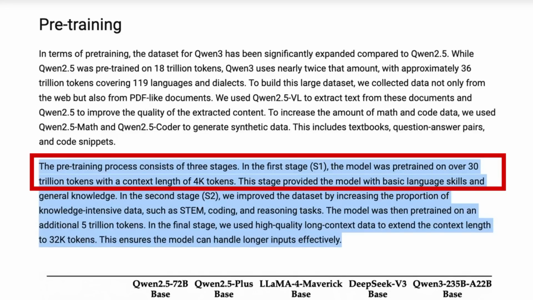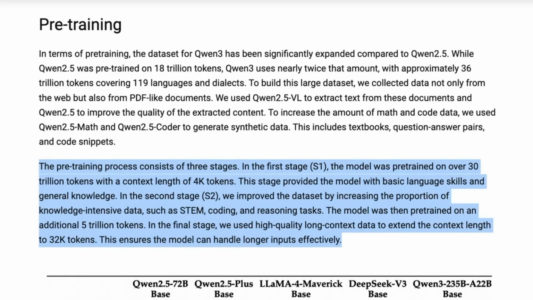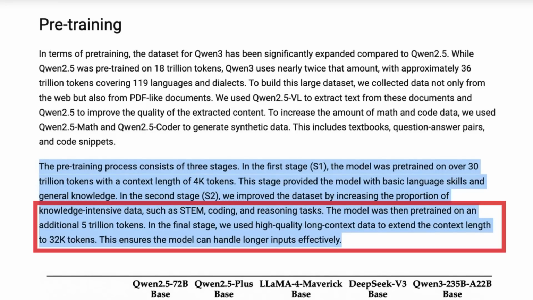Now, while we don't have a full academic paper yet, it is interesting to look at this blog post and see that they talk about doing just general pre-training, I'm guessing with web data, for 30 trillion tokens. And that was at a context length of 4K. And the goal there was to basically provide the model with basic language skills and general knowledge. Then they moved to stage 2, where they increase the proportion of knowledge-intensive data, such as STEM, coding, reasoning tasks. And you got to think that's where a lot of the synthetic data is being used.